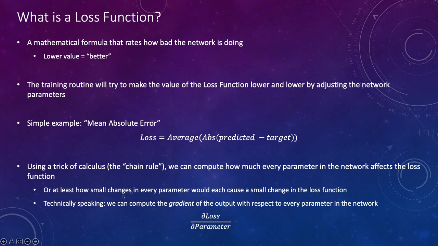A simple example of a commonly used loss function is what we call mean absolute error. Really easy to understand. You take the output of the network, you subtract the target image which you wanted it to produce, and then you take the error values in each pixel. Take the absolute value of those, because we don't care whether the errors are positive or negative, they're still errors, and then take the average value of that.